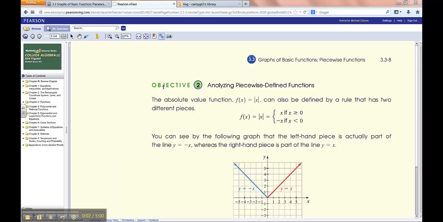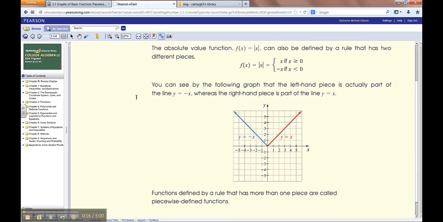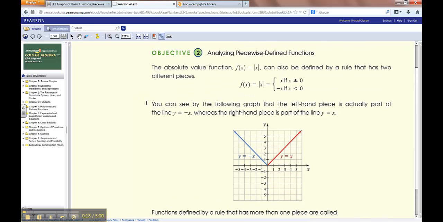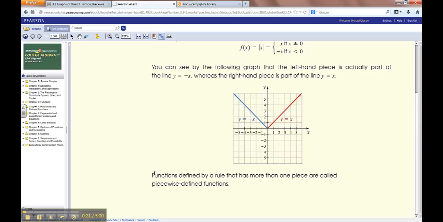Okay, so the second objective, and really the one that gives people more trouble, is analyzing piecewise defined functions. The book does a good job of explaining it, and there are some video links. Here's a definition of piecewise down here. Functions defined by a rule that has more than one piece are called piecewise defined functions.